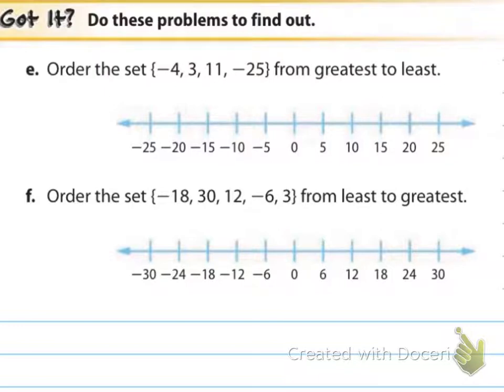All right, so E says order the set -4, 3, 11, -25 from least to greatest. They've given you a number line. And then you're doing the same thing with F with -18, 30, 12, -6, and 3. So go ahead and do those. Pause your video now and fill in the ones that you know.